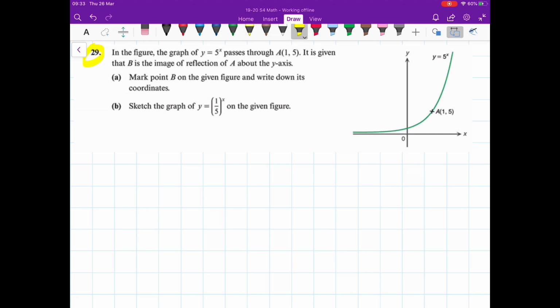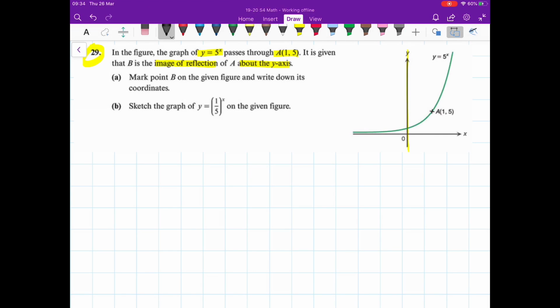Let's take a look at question 29 together. In this question, the graph of y equals 5 to the power x is given. It passes through point A with the coordinates (1, 5). It is also given that B is the image of the reflection of A about the y-axis. For part A, it asks you to mark down point B on the graph and also write down its coordinates. We know that point B is the reflection of A with respect to the y-axis.